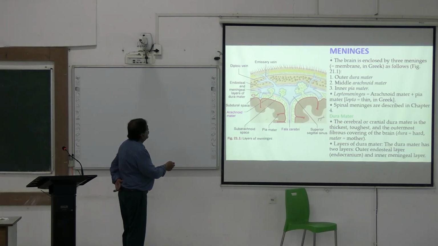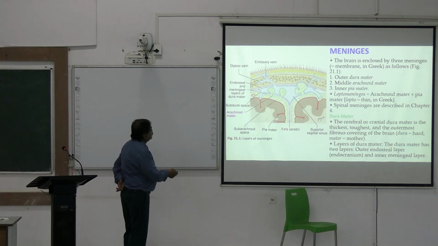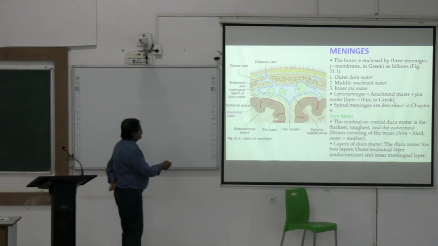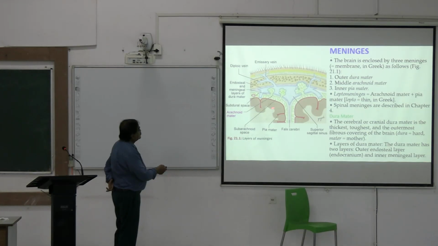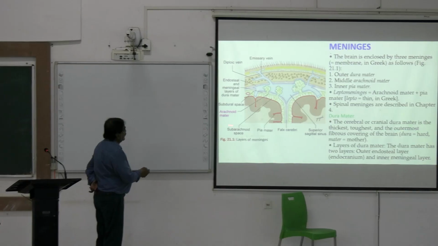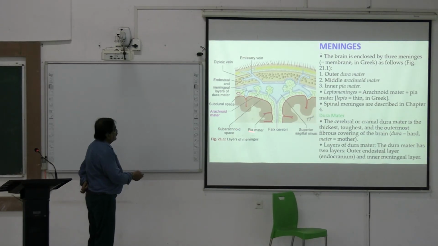Arachnoid mater, green. The meningeal layer is in between, and this is the superior sagittal sinus, falx cerebri. This in red is pia mater, and this is the subarachnoid space, superior sagittal sinus. Now, subdural space, arachnoid mater, subarachnoid space and pia mater.